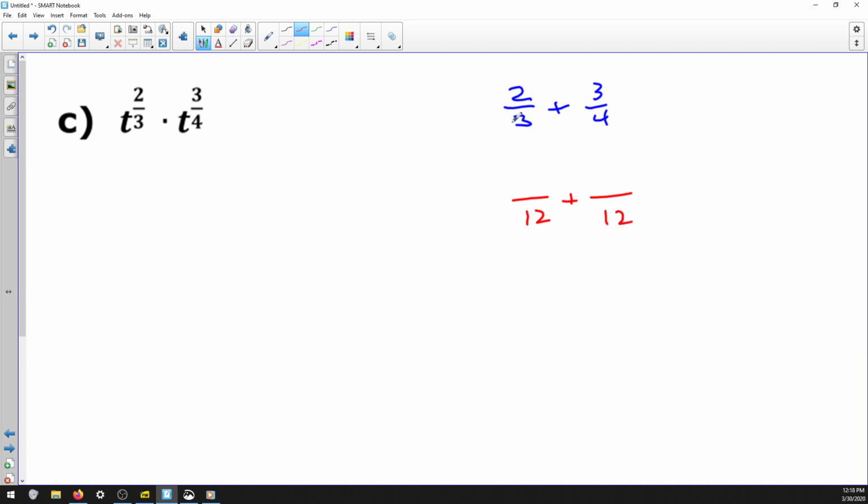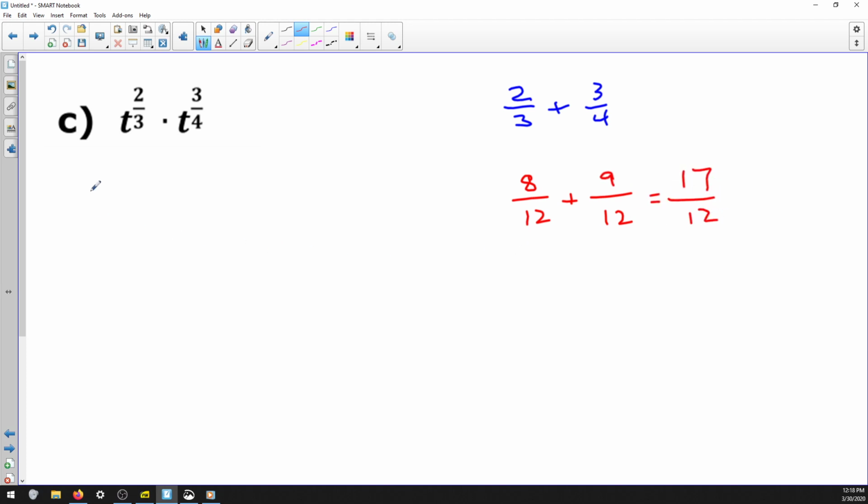And so if I do the first fraction to turn it into 12, I'm going to do times 4. So that means that 2 has to be multiplied by 4. Okay, and then on the other side, same thing, times 3. Right, so the top will be times 3, and that'll be 9. Okay. So that's going to make this look like 17 over 12.